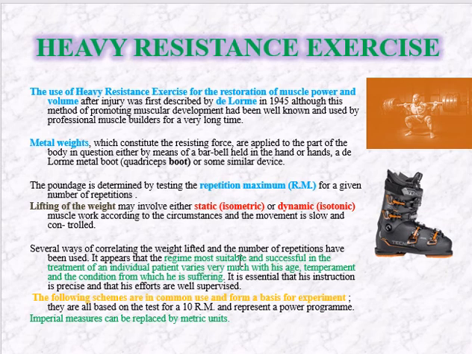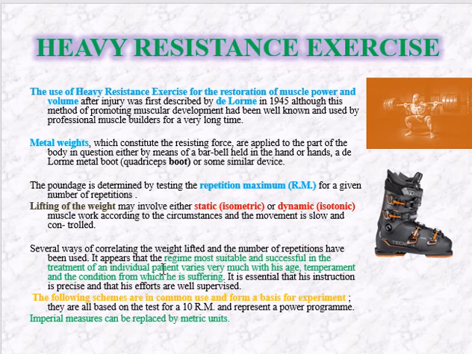Several ways of correlating the weight lifted and the number of repetitions have been used. It appears that the regime most suitable and successful in the treatment of an individual patient varies very much with the age, temperament, and the condition from which he is suffering. It is essential that his instruction is precise and that his efforts are well supervised. The following schemes are in common use and form a basis for experiment. They are based on 10 repetition maximum, and basically they all represent power programs.